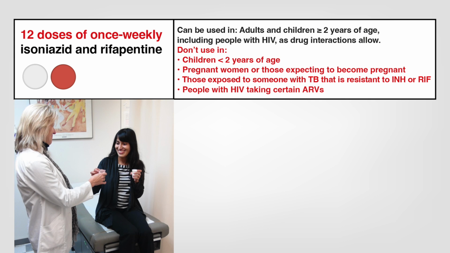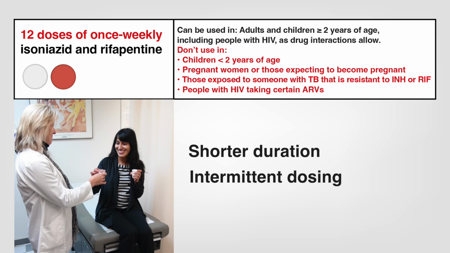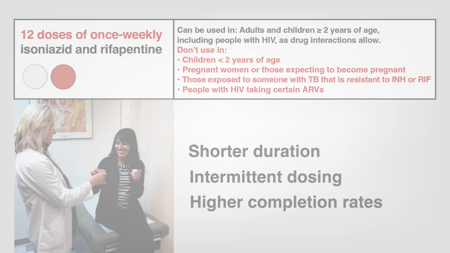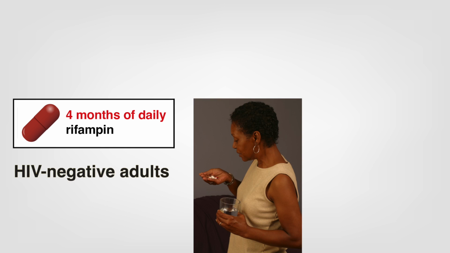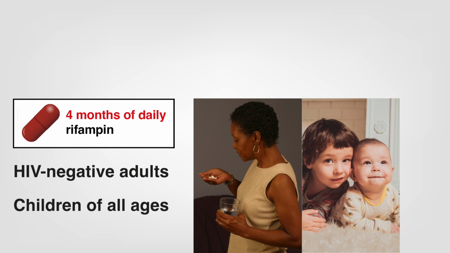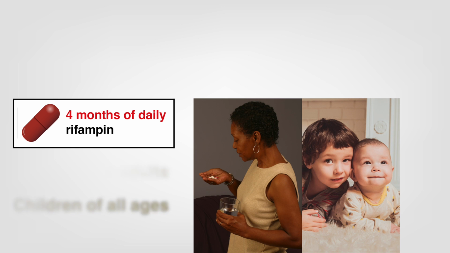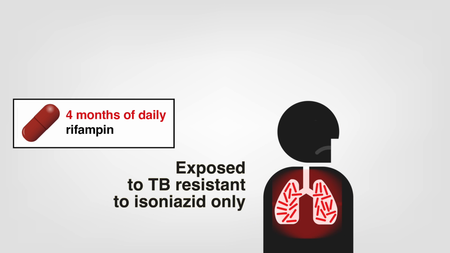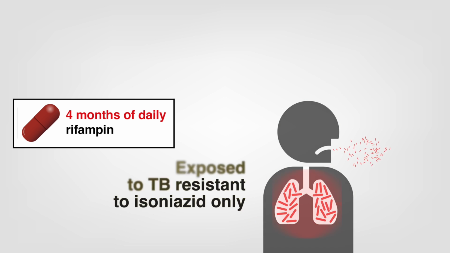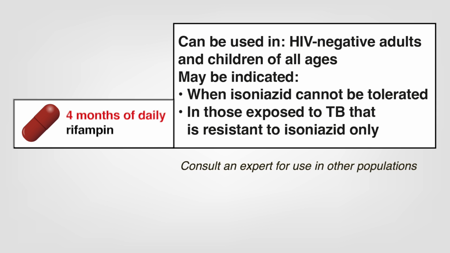Although many patients and providers prefer the 12-dose isoniazid and rifapentine regimen due to the shorter duration, intermittent dosing, and higher completion rates, in some cases, rifapentine may not be readily available. 4 months of daily rifampin is also considered a preferred regimen and is indicated for use in HIV-negative adults and children of all ages. This regimen may be indicated for people who cannot tolerate INH or who have been exposed to TB that is resistant to INH only.